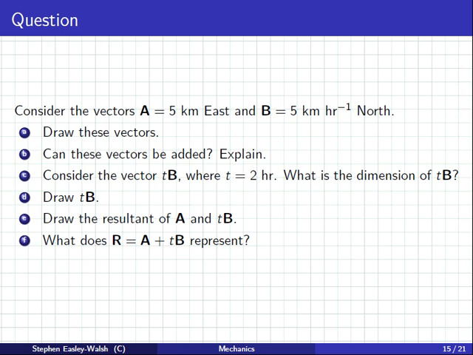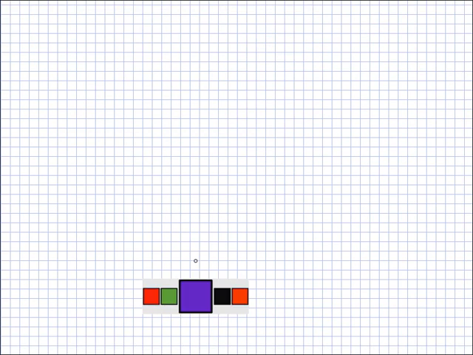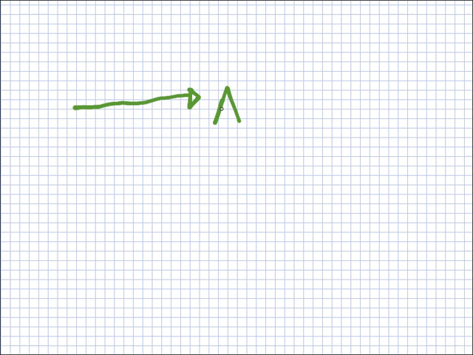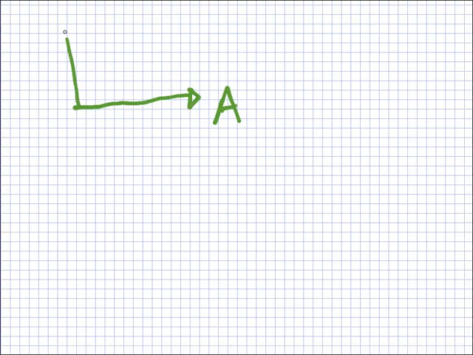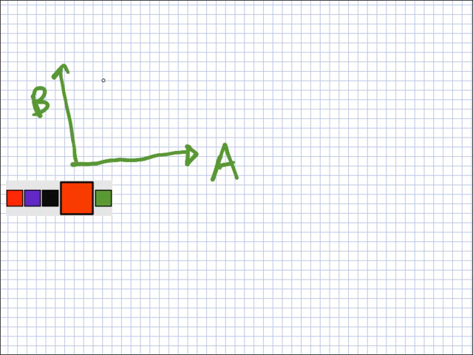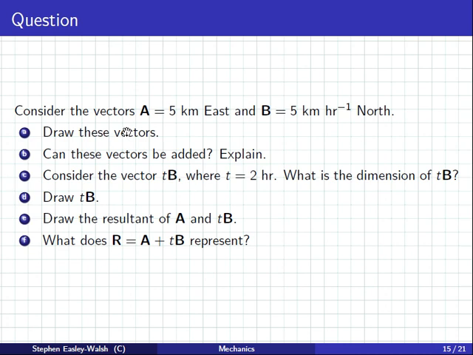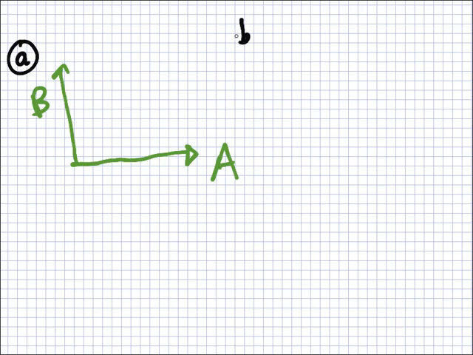Alright. Shall we look at the answer? Okay, well I hope you got the first part okay. 5 kilometers east could be like this, and then 5 kilometers per hour north. Something like this. That's part A. Can these vectors be added? No. You're saying no, Ming? And the reason why? Explain.